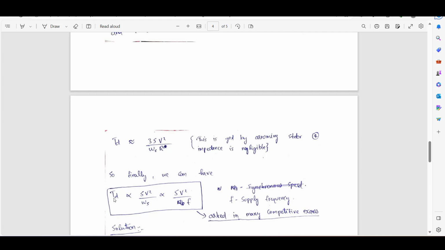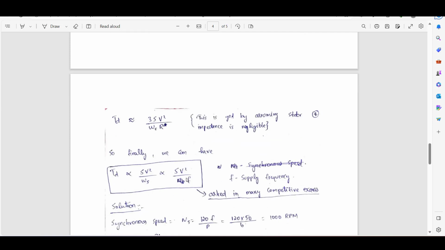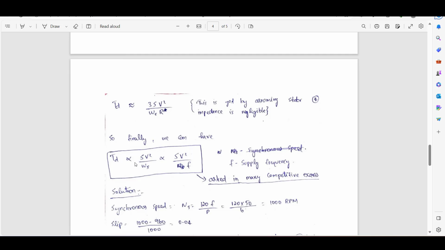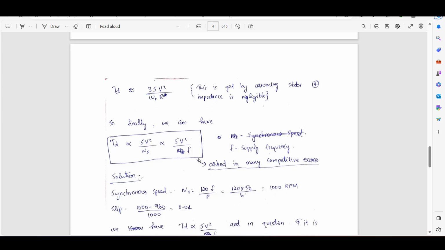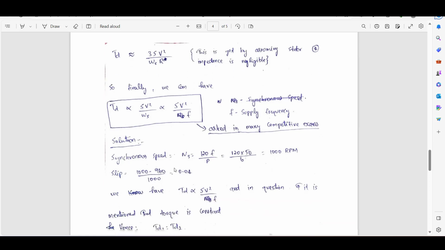So Td, the torque developed in a three-phase induction motor, is directly proportional to S V square by omega s, which is directly equal to S V square by F, where F is the supply frequency and V is the supply voltage. Actually, this equation is very important, and many questions have been asked from it in other competitive exams as well as in GATE exams. So keeping this equation in mind is very important.